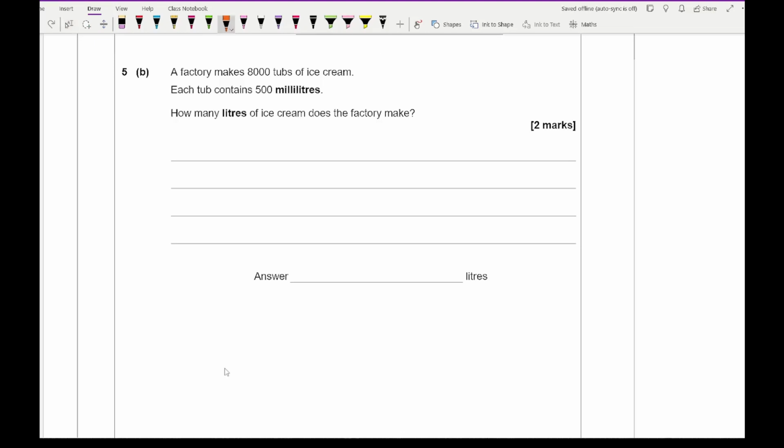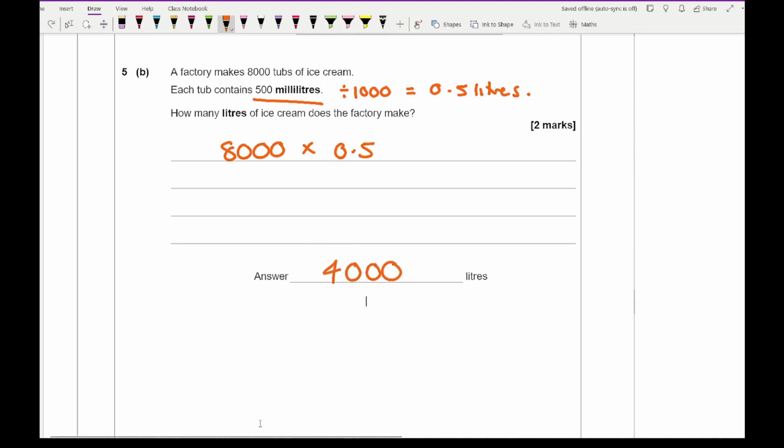Well, if I start by converting this into litres, so I divide by 1,000, and that equals 0.5 litres. So then if I do 8,000 multiplied by 0.5, I get the final answer of 4,000.